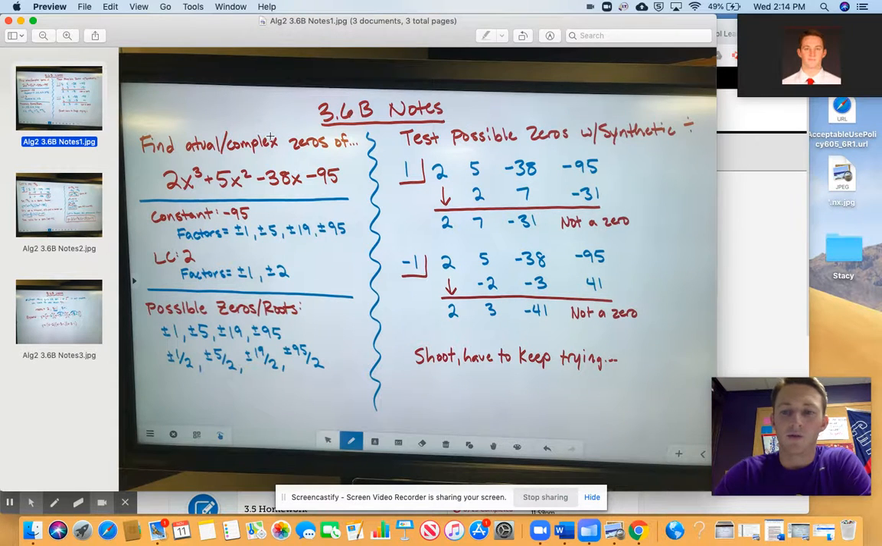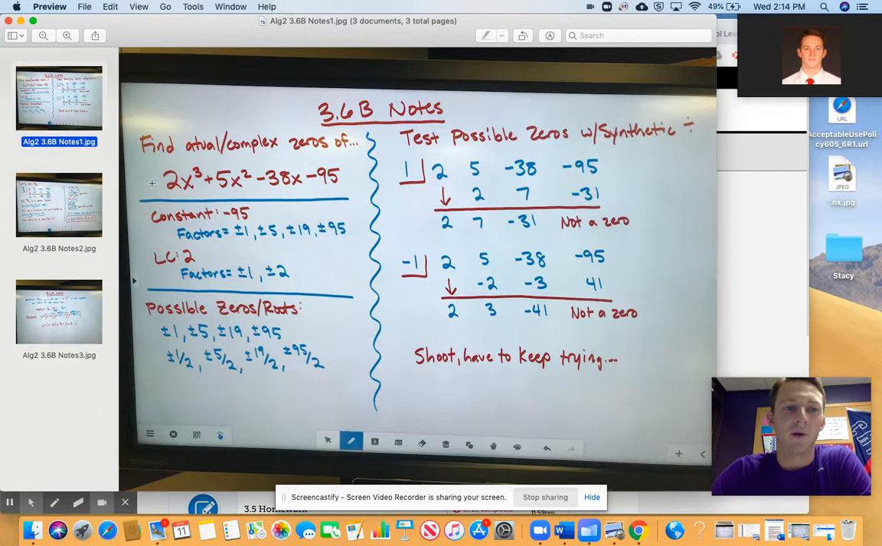All right, Algebra 2, we are on the second day of 3.6, so we're calling it 3.6B. We are going to start off, wow, I spelled actual wrong right here, that's really good. We are going to start off with finding the complex and actual zeros of a polynomial. That's what we ended yesterday with, so hopefully this is a little refresher.